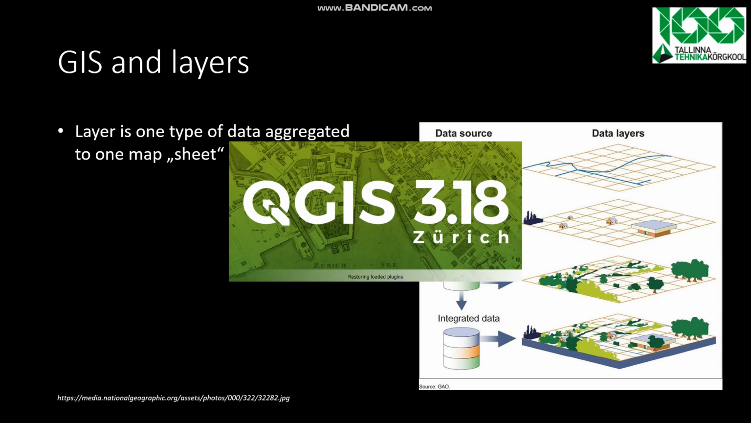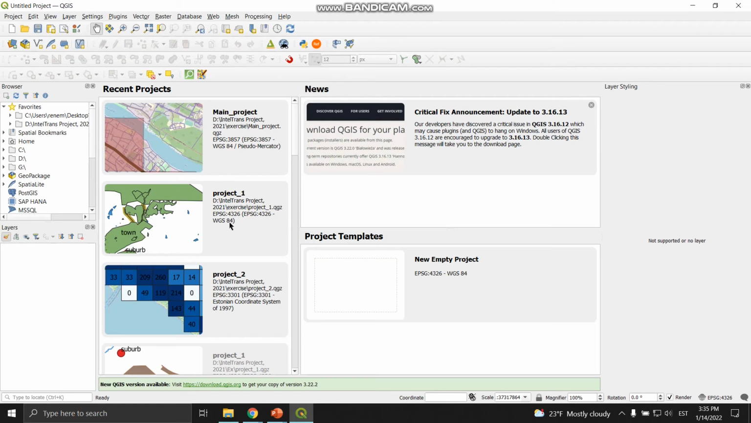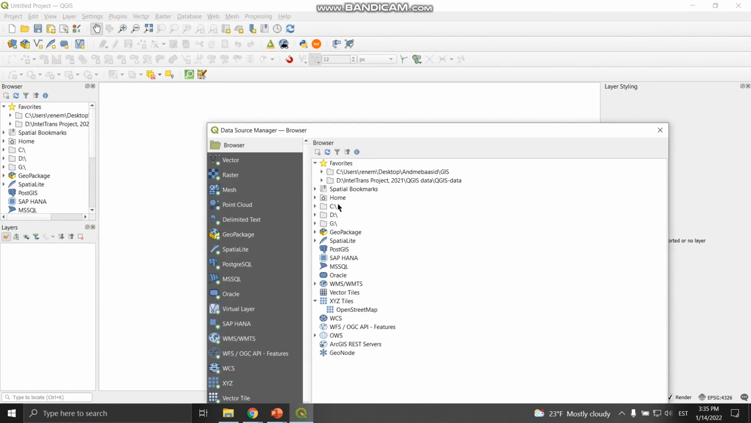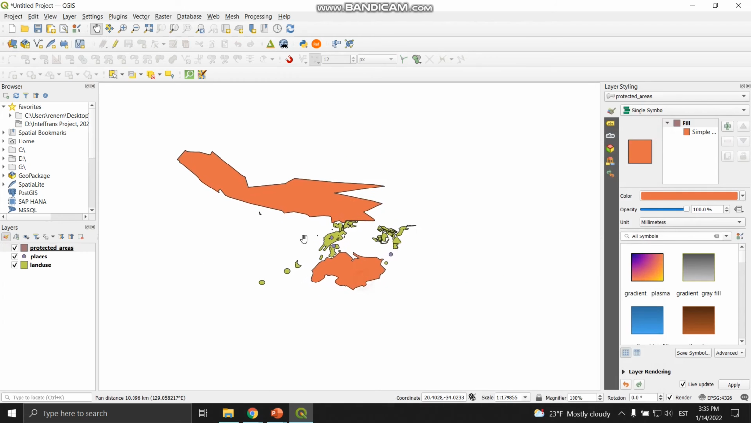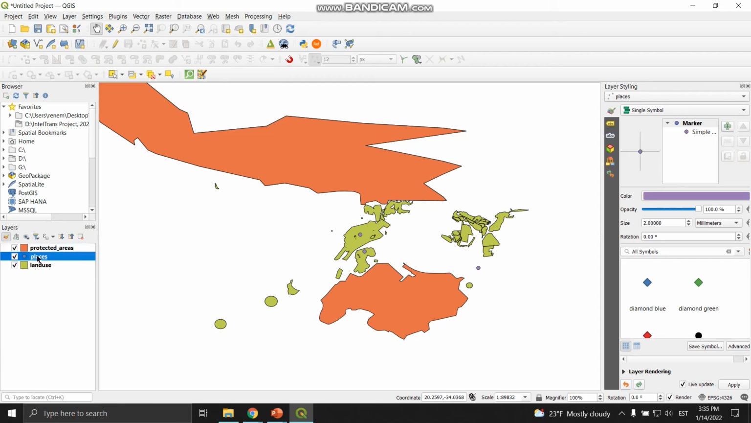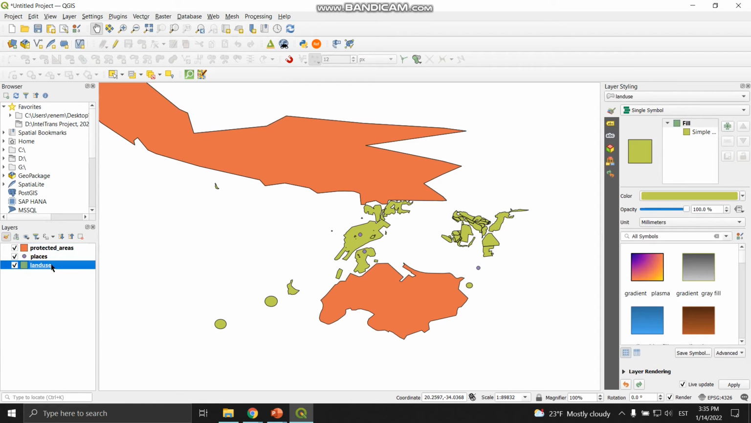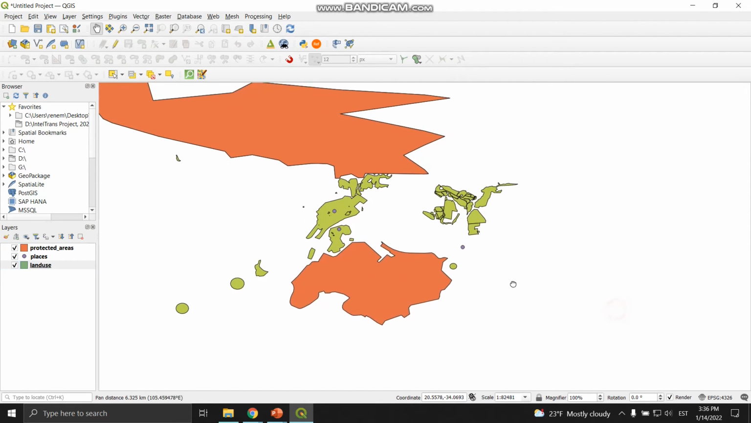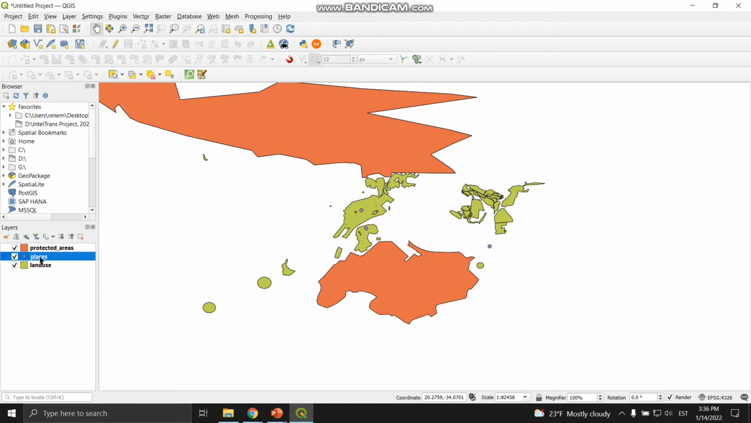And you will also start doing this example afterward. Let me open the data. So at the moment I added 3 layers. One is protected areas, the second one is places, and the third one is land use. But we see them all together on one map. That means we can divide data between different layers.